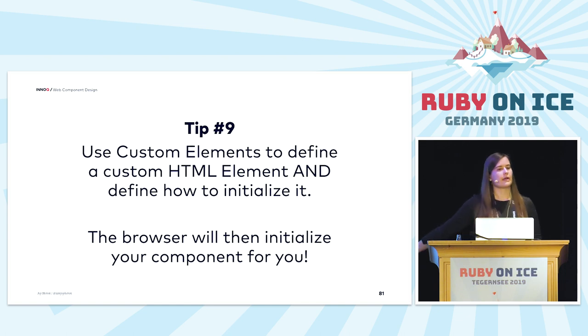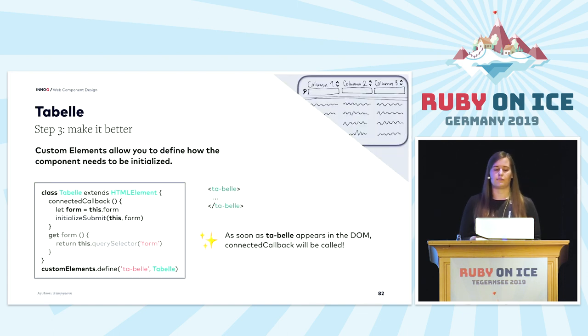However, with the custom element specification, which is the most important part of the JavaScript web component specifications in my opinion, you can come up and talk to me about that after the talk if you have questions. But custom elements allow me to define a custom HTML element that I can add to my HTML. With this custom element, I can also define what JavaScript functionality this component needs. The browser will then take care of the initialization for me.